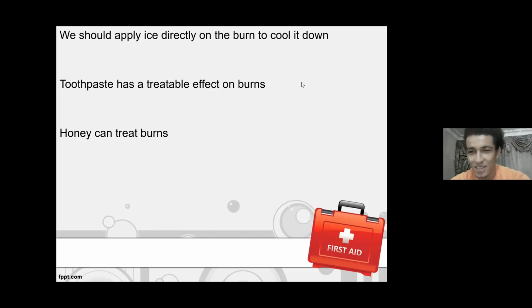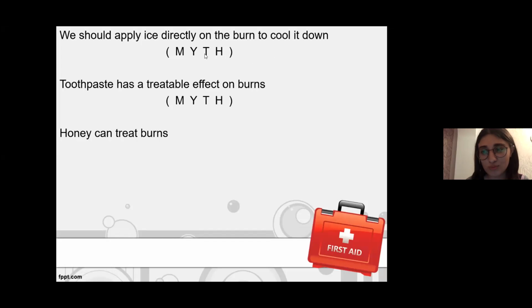Okay, let's discuss. I know that burns have many myths. Someone raised his hand, so you can talk. Gülsüm Imanova, you have raised your hand, if you have a question.